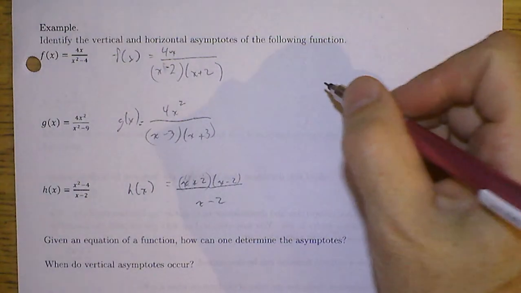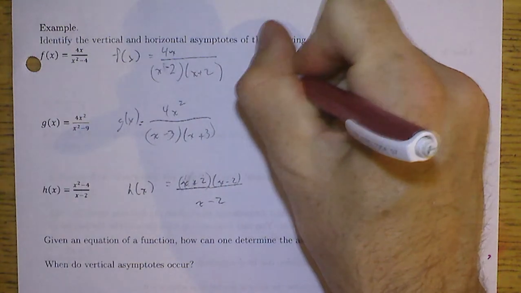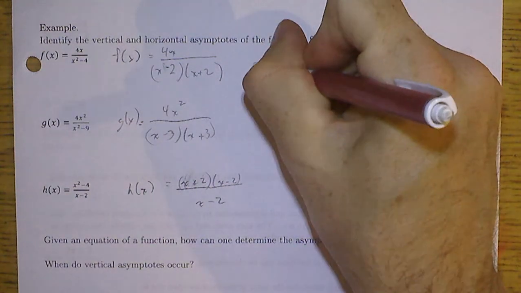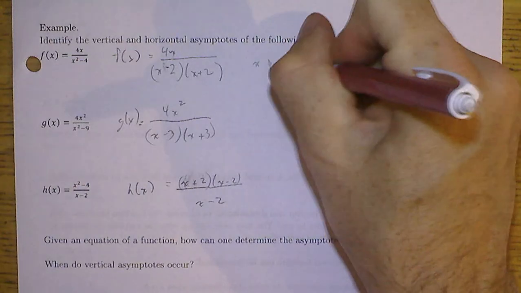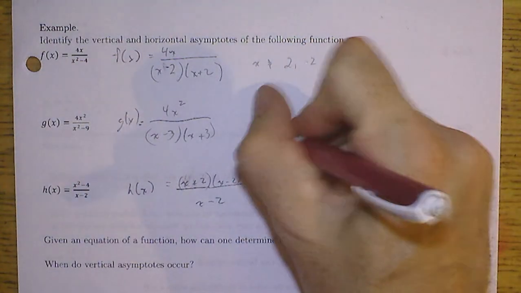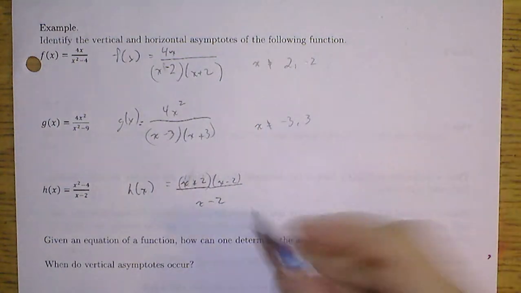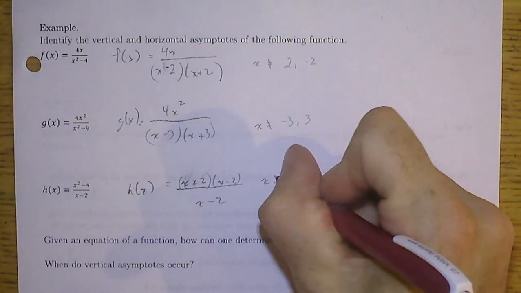But as you and I both know, we have to state our non-permissible values. So for instance, for the first function f, x cannot be equal to 2 or negative 2. Over here, my function g, x must not equal 3 or negative 3. For this one, x must not equal 2.